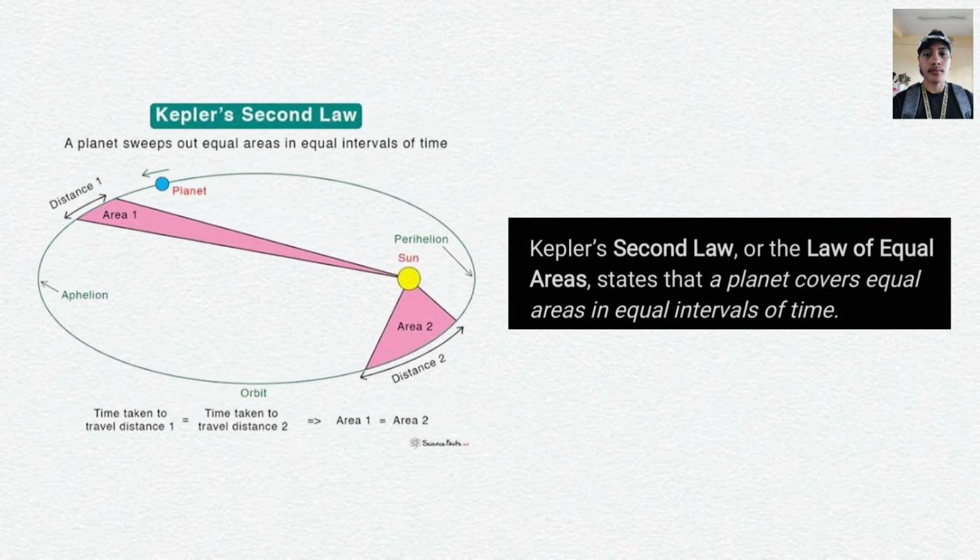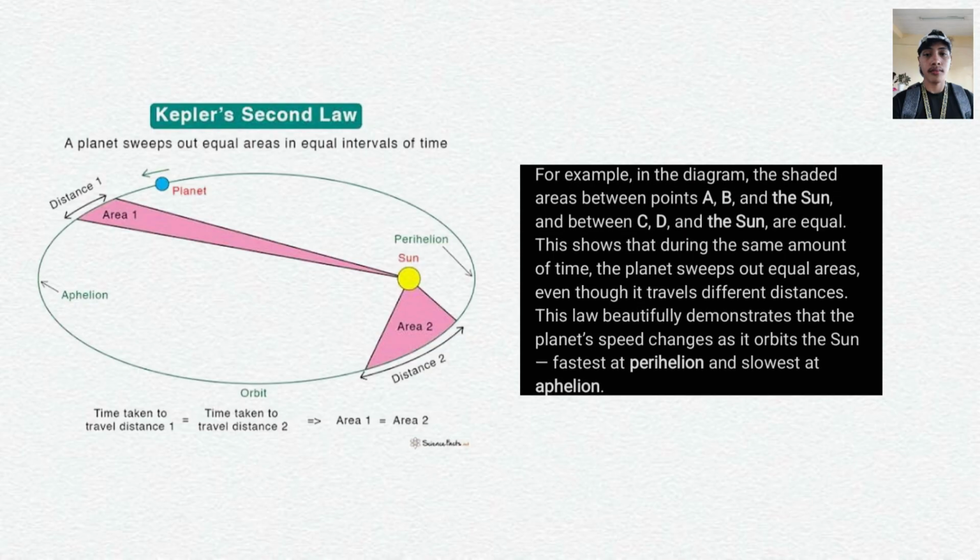Kepler's second law, or the law of equal areas, states that a planet covers equal areas in equal intervals of time. For example, in the diagram, the shaded areas between points A, B, and the Sun, and between C, D, and the Sun, are equal. This shows that during the same amount of time, the planet sweeps out equal areas, even though it travels different distances. This law beautifully demonstrates that the planet's speed changes as it orbits the Sun, fastest at perihelion and slowest at aphelion.